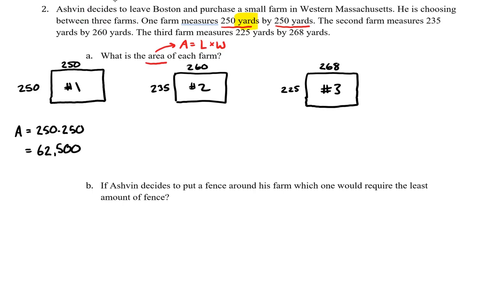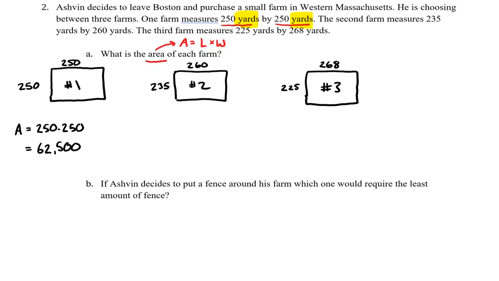Now we want to make sure we're using the correct units. Each of these measurements is given in terms of yards. So 250 yards times 250 yards, well, we're using yards twice, so the units would be square yards. You could actually write the words square yards or yards with the exponent of 2, either way. Okay, so that's the area of the first farm.